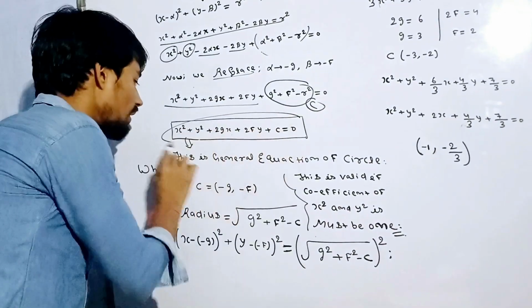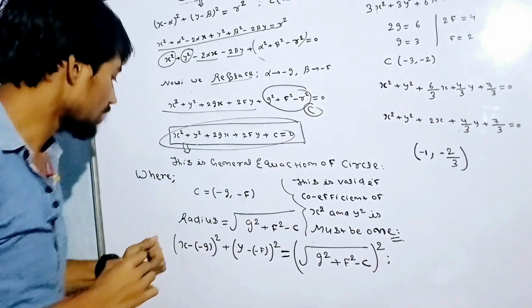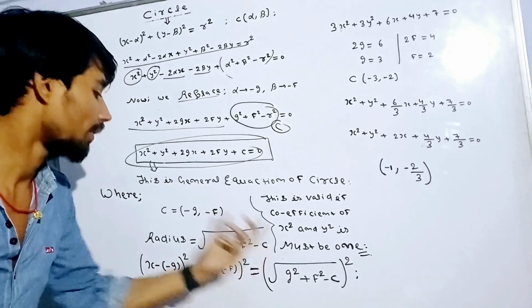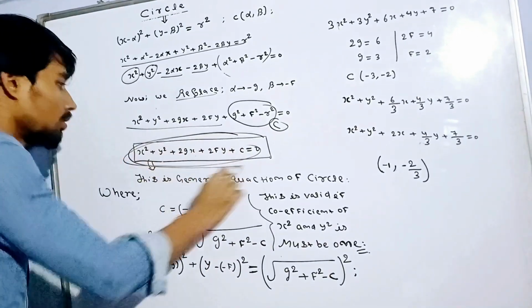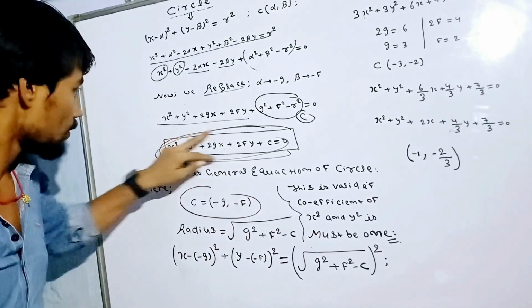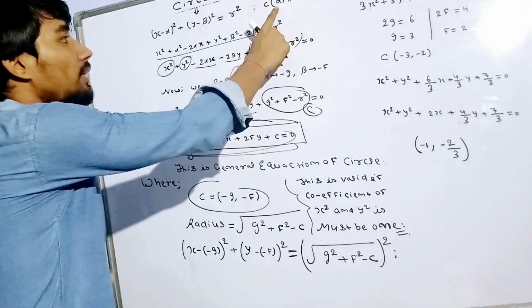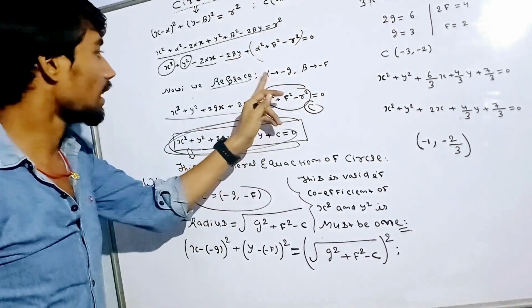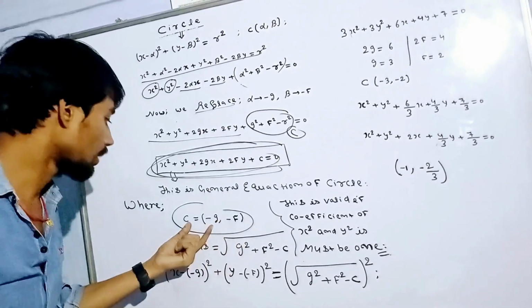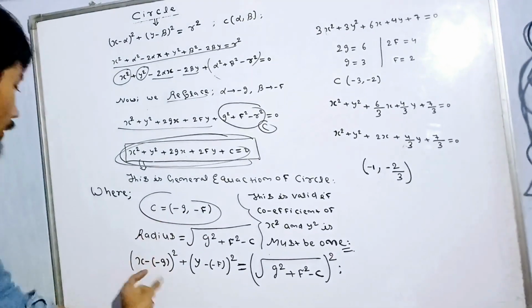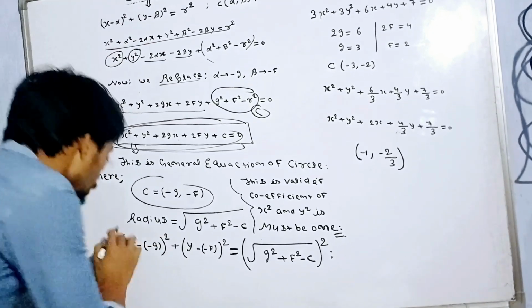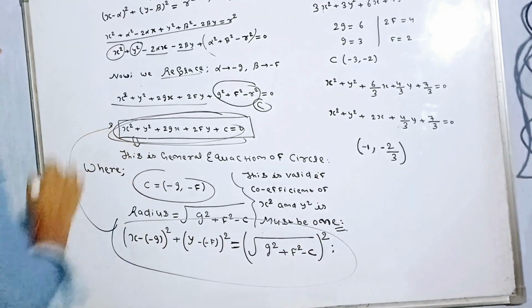And this is called the general equation of the circle, whose center is (minus g, minus f), and radius is under root g square plus f square minus c. You can think this equation is derived from this one, whose center is alpha and beta. You replace alpha by minus g and beta by minus f. So here put minus g and minus f, then the center becomes this. Now you put minus g and minus f in the radius of the circle, and you will get this. Again, if you solve this down, you will get this.